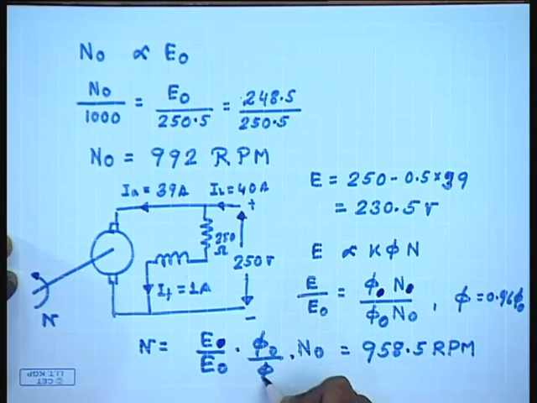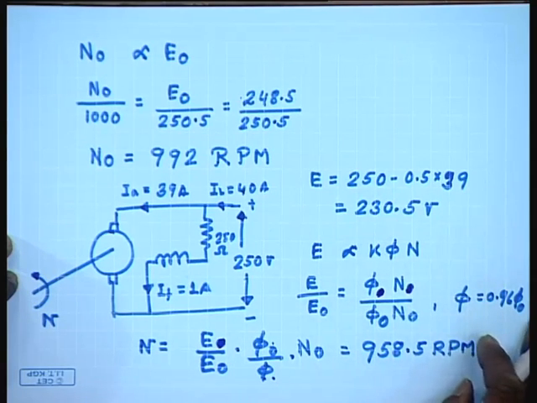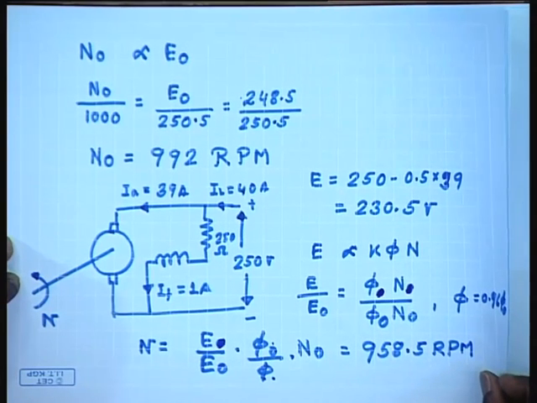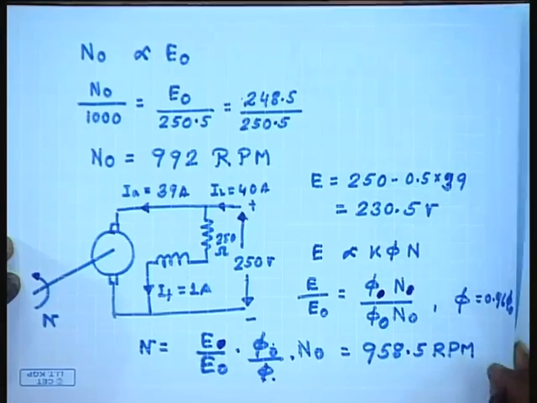Interesting to see that if phi0 and phi would have been same, then speed drop would have been more, because this quantity is larger than 1. Phi0 by phi is equal to 1 by 0.96.